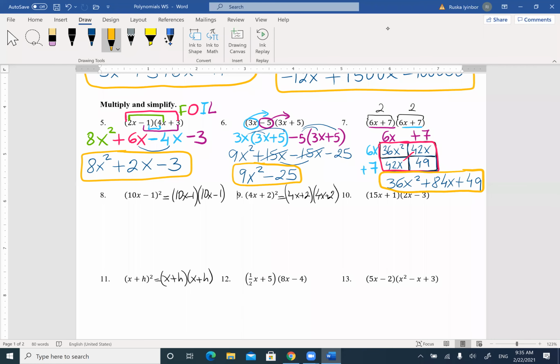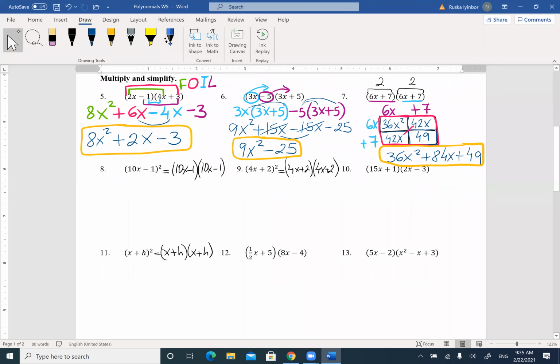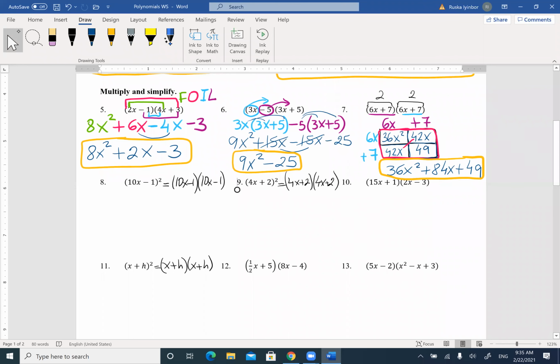Okay, any questions? No, ma'am. So which method do you like the best? The FOIL, distribution, or table? I like FOIL. FOIL, okay. Yes, you can use FOIL, but if it's bigger like 13, you have to do distribution or table. So in between the distribution and table, which one do you like better?